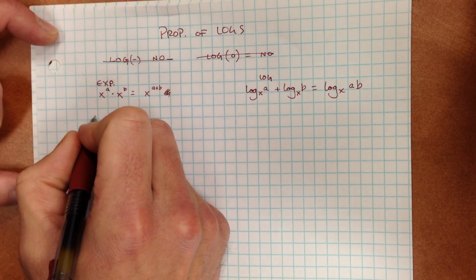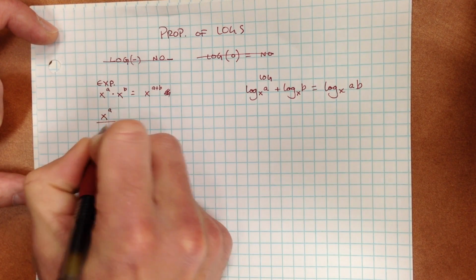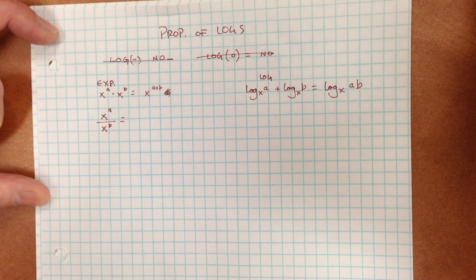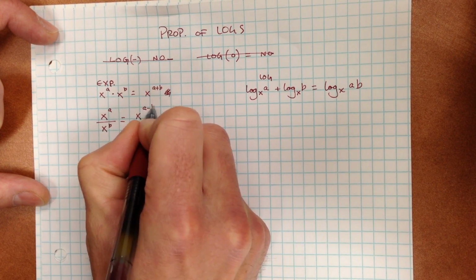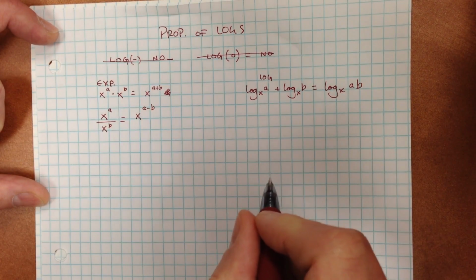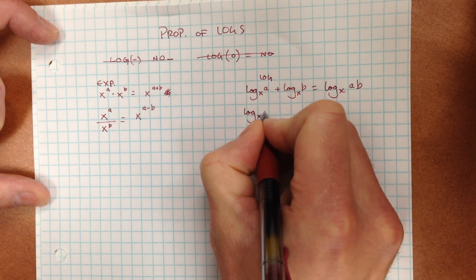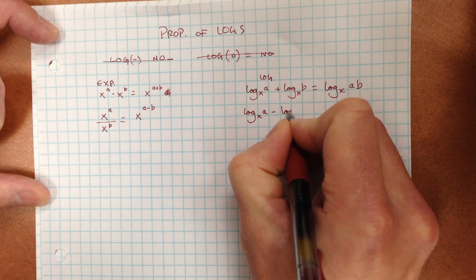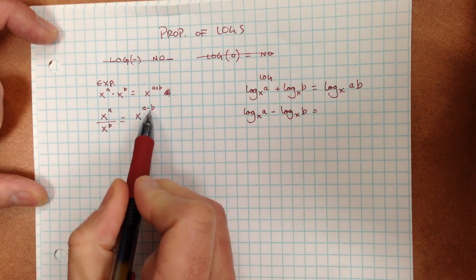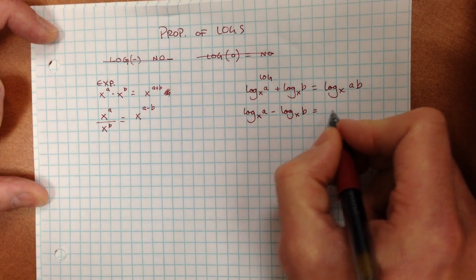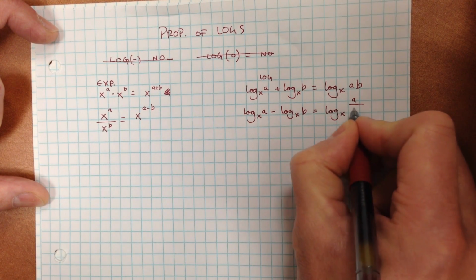We can do kind of the same thing here with division. Let's say we had x to the a divided by x to the b. Well, division leads us to subtraction, so we would have x to the a minus b. Logs work in the other direction. If you had log base x of a minus log base x of b, subtraction should lead us to division. So we could combine them into a single log, log base x of a divided by b.